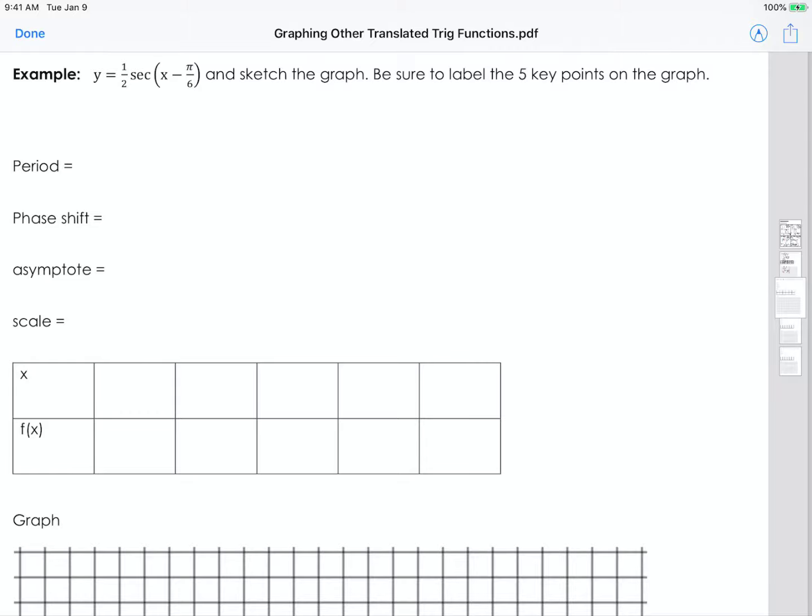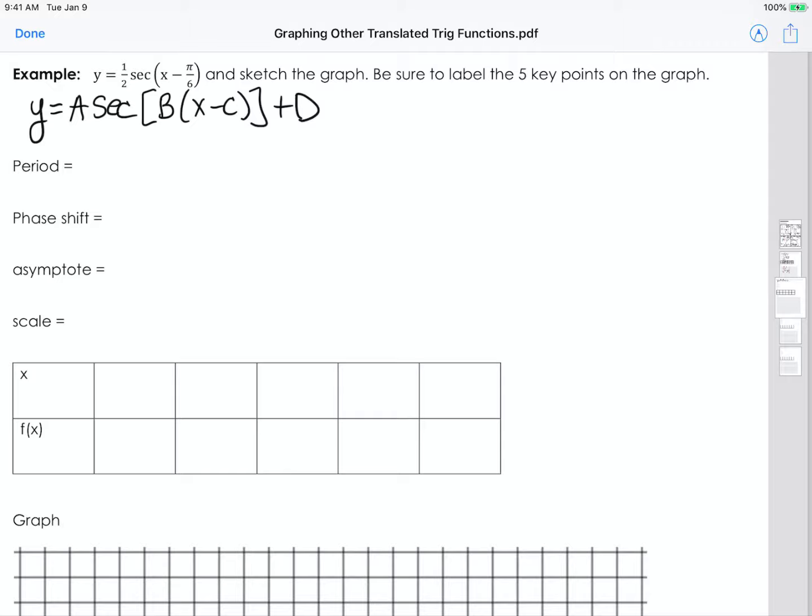Okay, so now for the next example, we are going to graph 1/2 secant of x minus pi over 6. Now the general formula is A secant of b times x minus c, plus d, where A tells us what the vertical stretches are, B helps us find the new period of the translated function, C tells us about our horizontal shift, and D tells us about our vertical shifting.